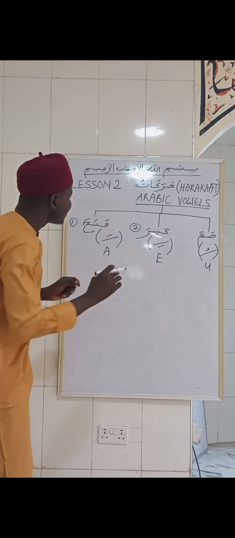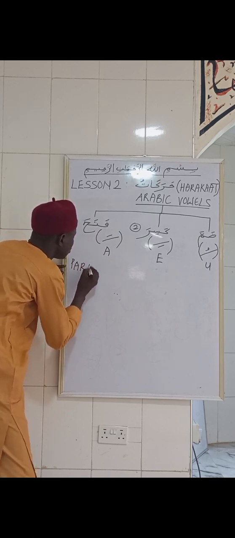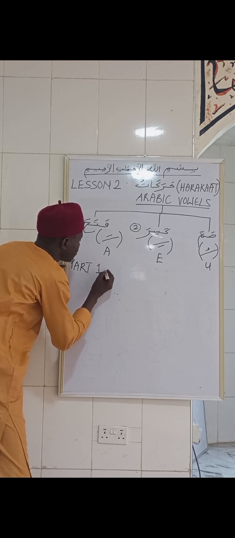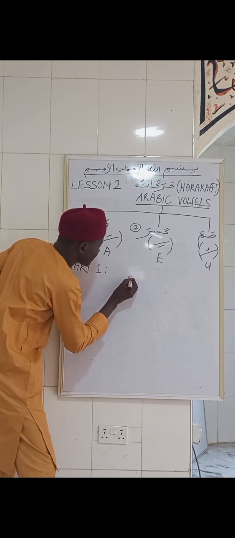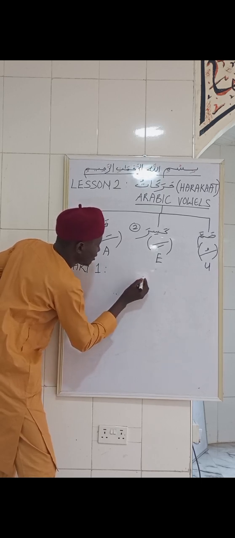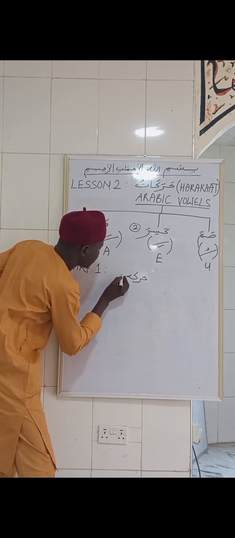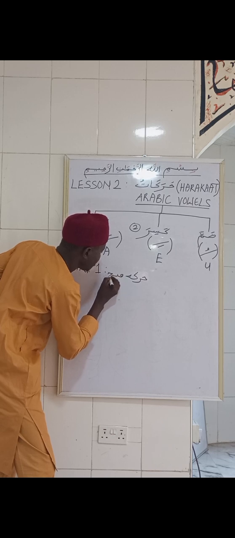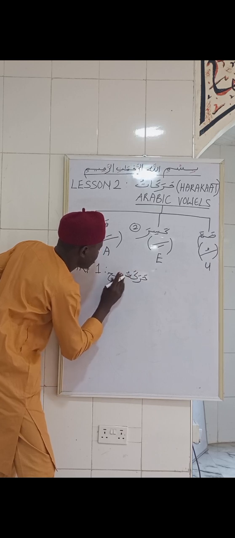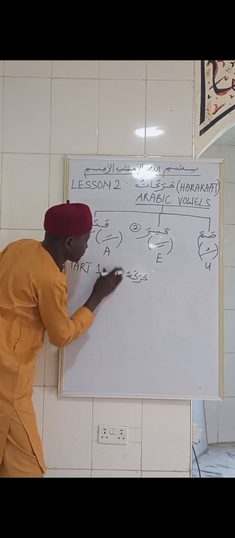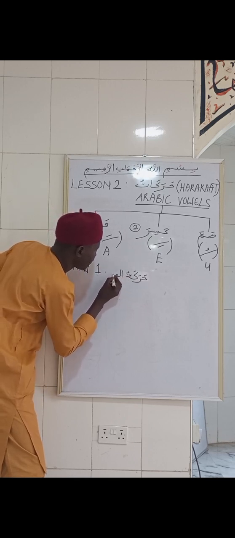So let's quickly dive into part 1. In part 1 of this lesson, we want to look at the first vowel, which is Fataha. Harakatul Fataha. Let me put it here: alif and lam, Harakatun Fataha.